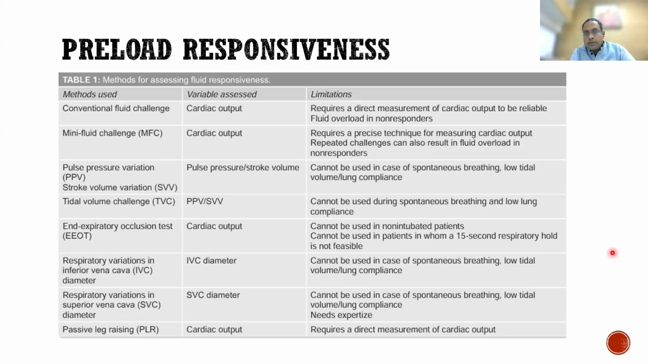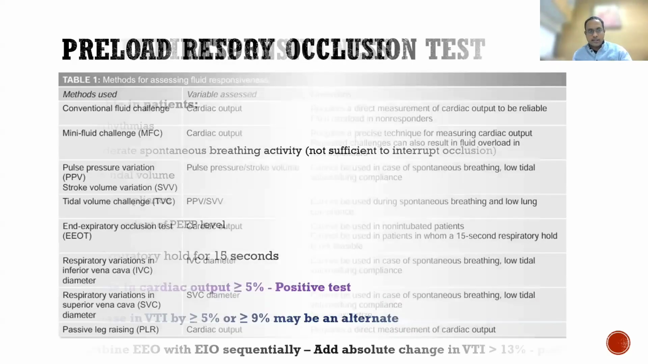Pulse pressure variation and systolic pressure variation, we have discussed the pitfalls. And the tidal volume challenge we have discussed. We'll discuss the end expiratory occlusion test. This is a very important test that people are using these days, but it obviously cannot be used in a patient who is not intubated, and it also cannot be used in a patient who is not paralyzed and cannot hold his breath for 15 seconds. And IVC diameter variations, SVC diameter variations, we have discussed in our earlier class, but we'll discuss the passive leg raising test in this class.